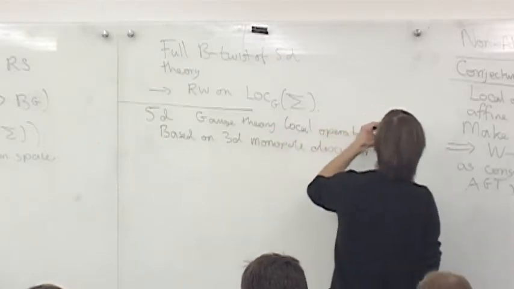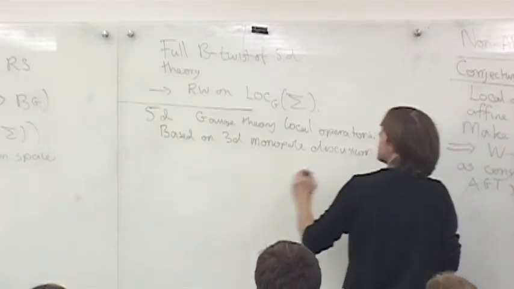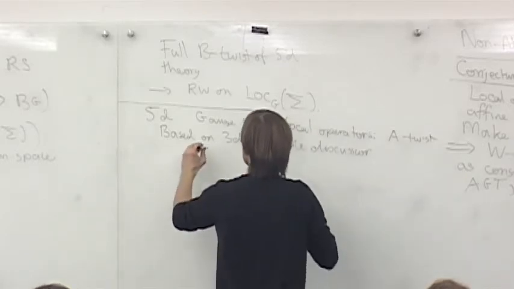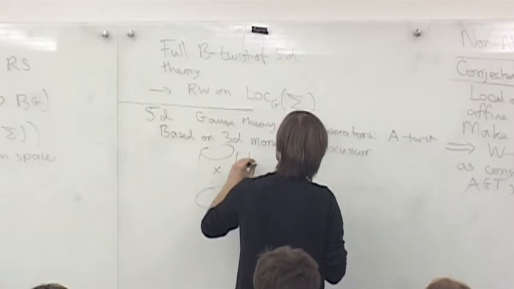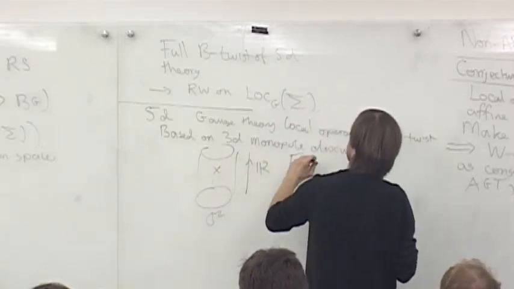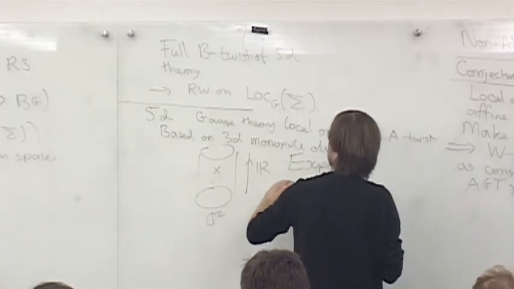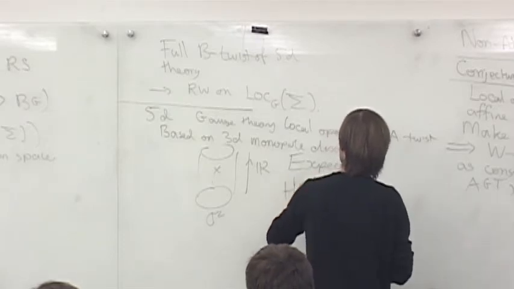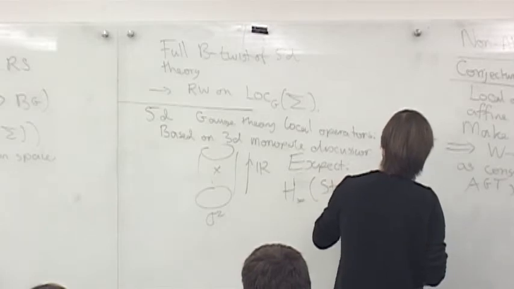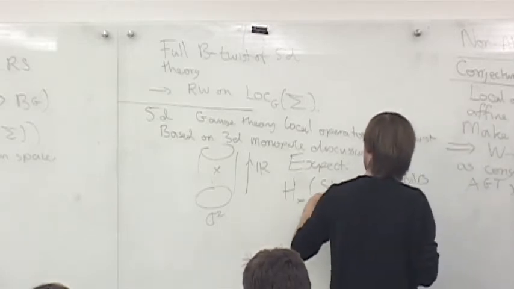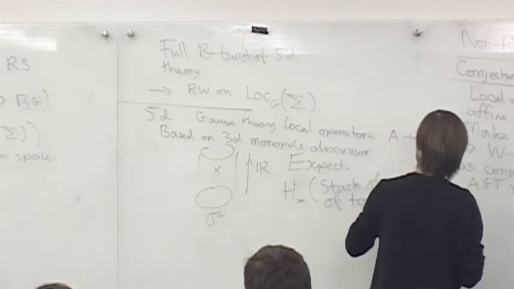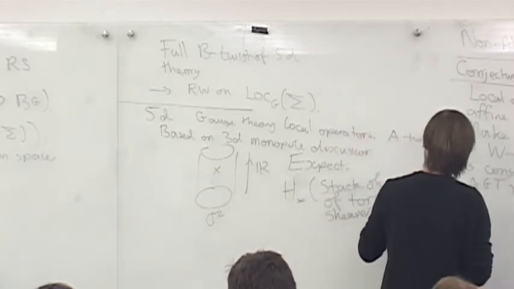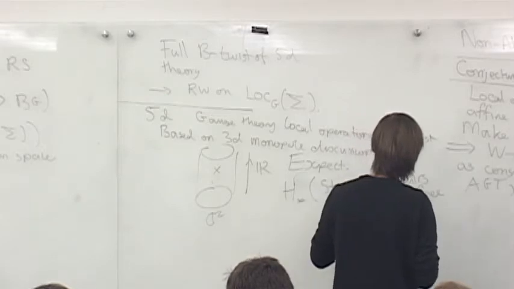Of the local operators in the A twist, we have the same picture. Here's C2. We should expect it's a kind of equivariant homology. It's the homology of a stack of pairs of torsion-free sheaves on C2, with an isomorphism away from zero.